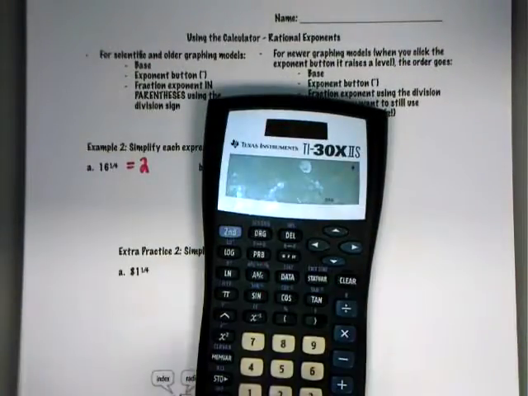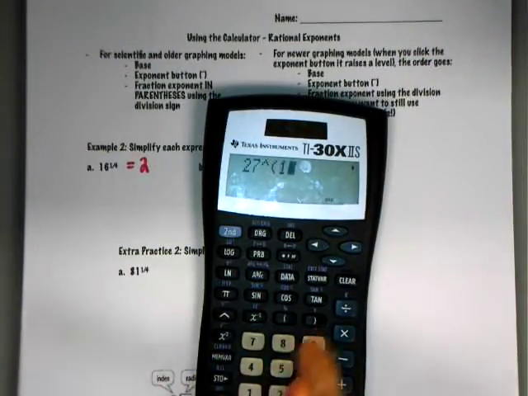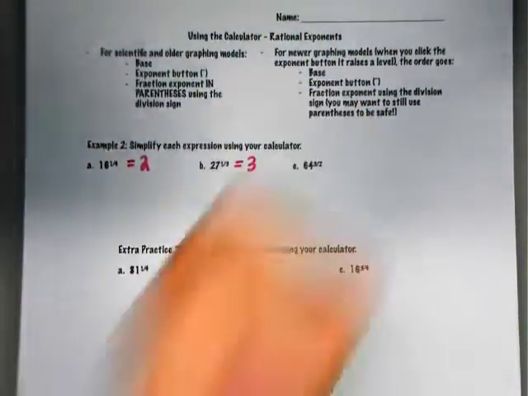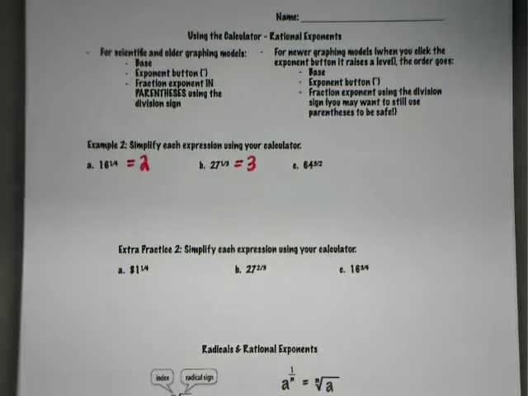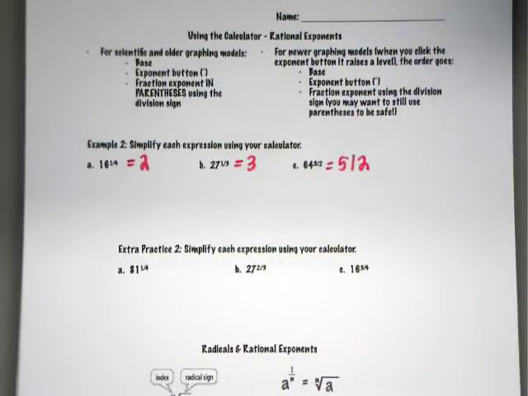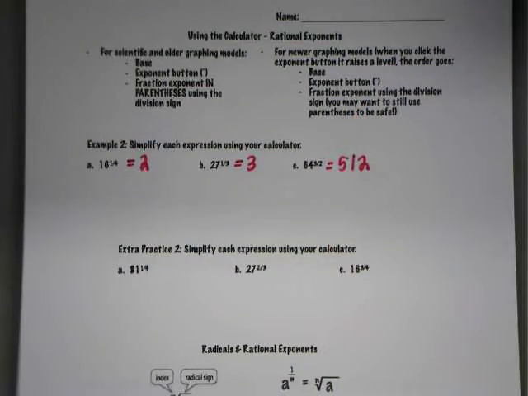Okay, 27 to the 1/3 is 3. And then you guys try 64 to the 3/2. 512, yeah. Okay, and then you guys try these next ones.